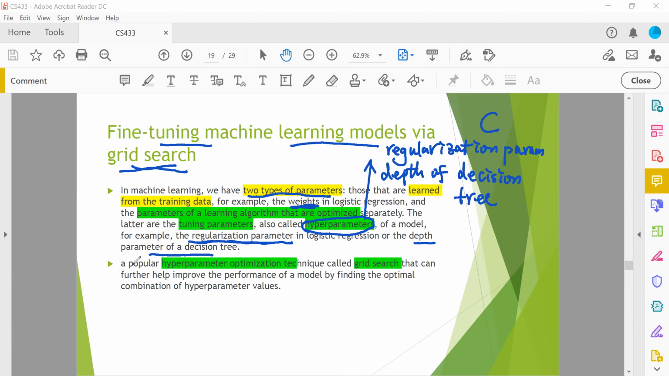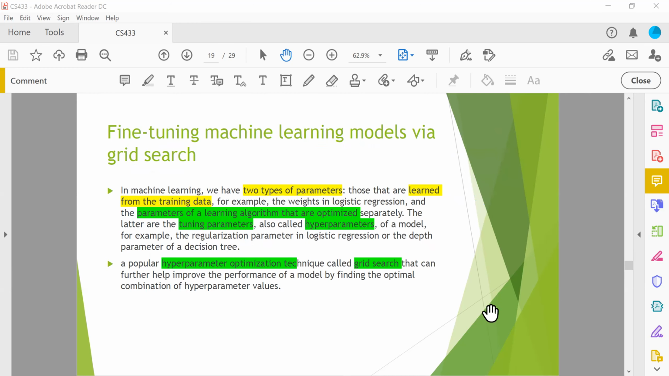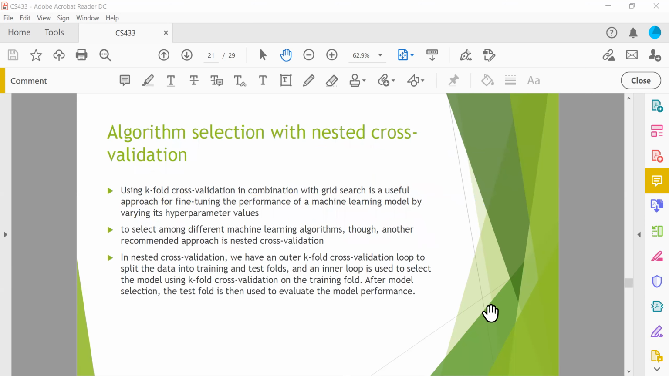Okay, so a popular approach to help us tune and optimize a hyperparameter is called grid search. Okay, grid search. And we will see that in our example, the detailed information on how to do it. And there is another approach that can help us improve the overall performance, called nested cross validation.